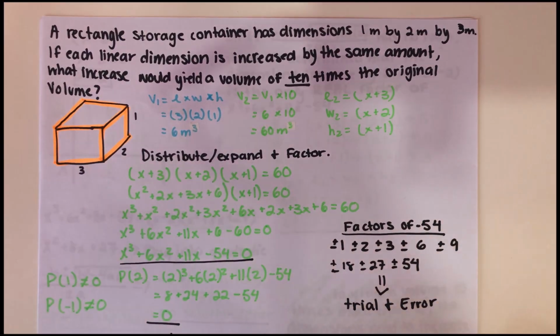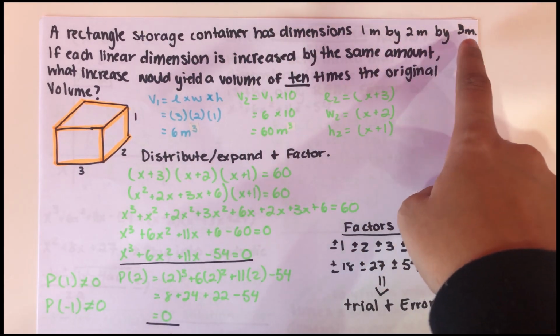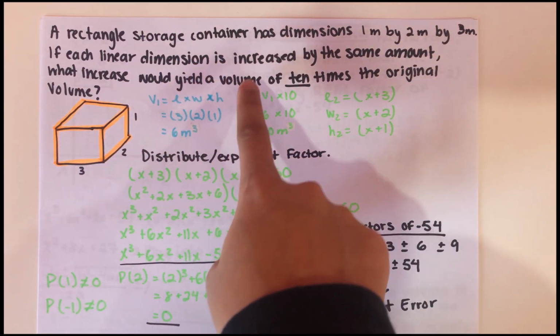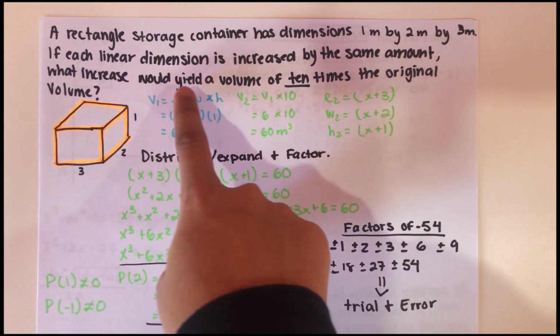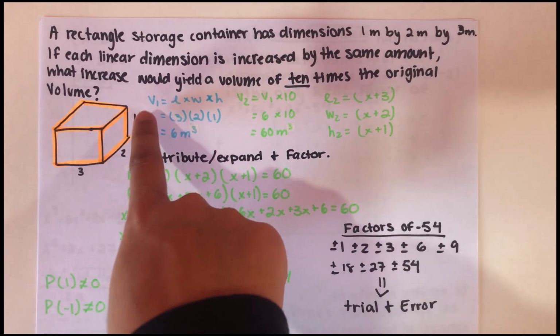So let's move on to our next problem. A rectangular storage container has dimensions of 1 meter by 2 meters by 3 meters. If each linear dimension is increased by the same amount, what increase would yield a volume of 10 times the original volume? So let's start off by figuring out our first volume.